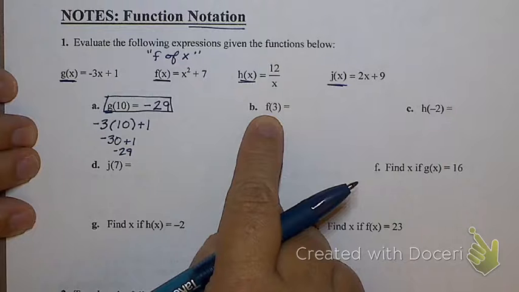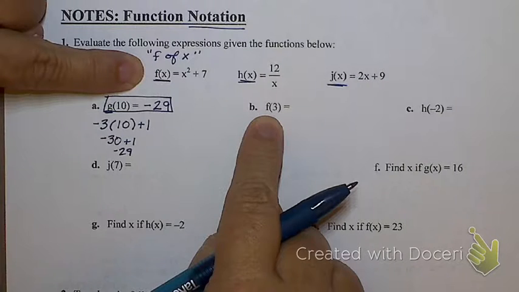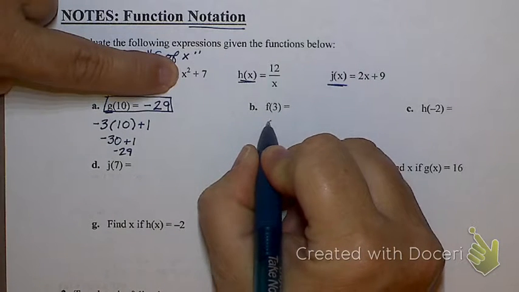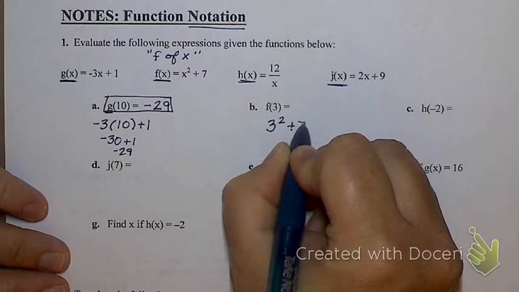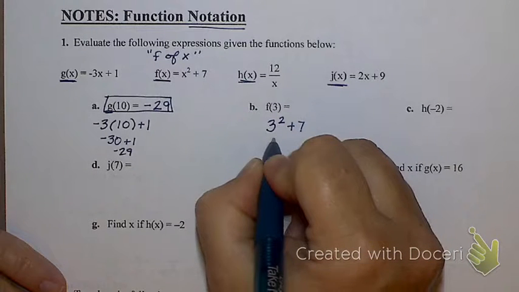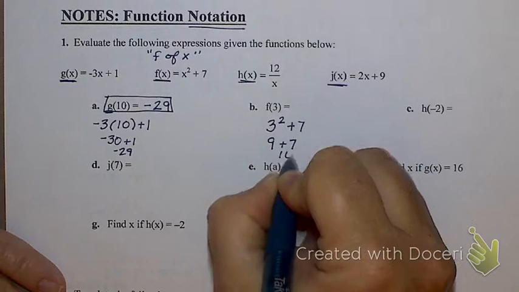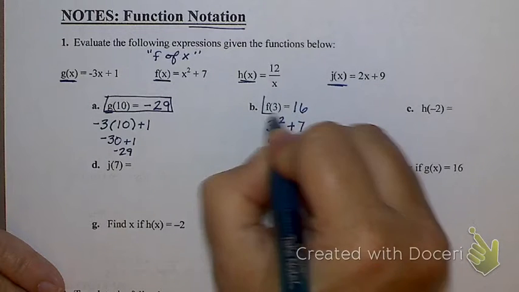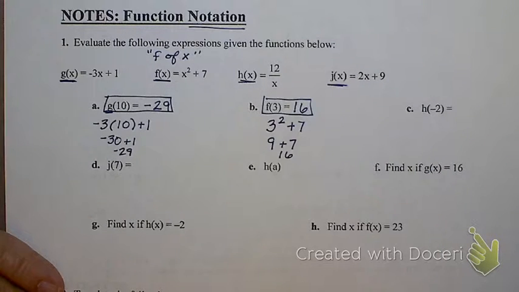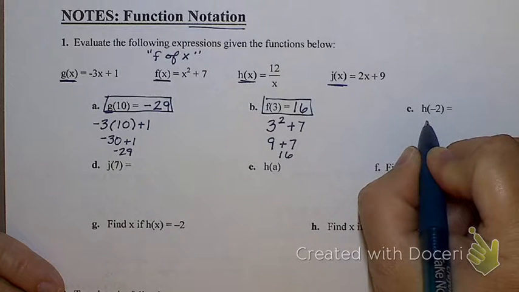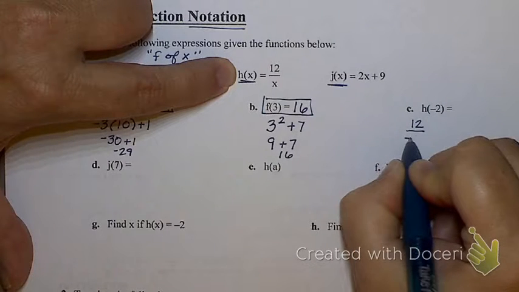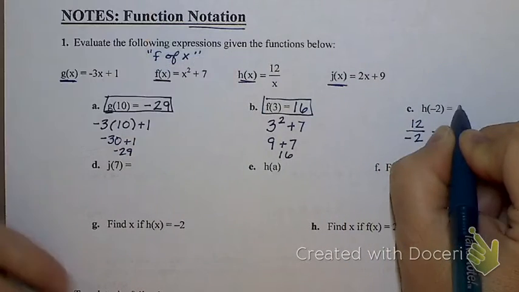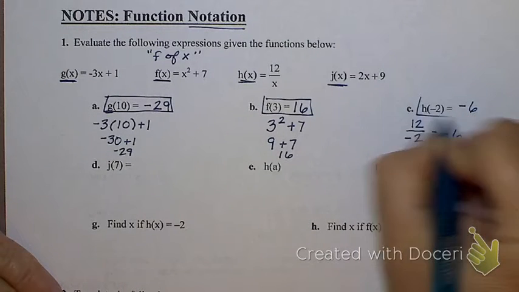F of 3. Which equation am I going to look at? The F equation, right? And I'm going to plug in a 3 where I see the X. So 3 squared plus 7. What is 3 squared? Plus 7 is? So F of 3 is 16. What about H of negative 2? Here's my H equation. 12 over negative 2. So my answer, H of negative 2, is negative 6.